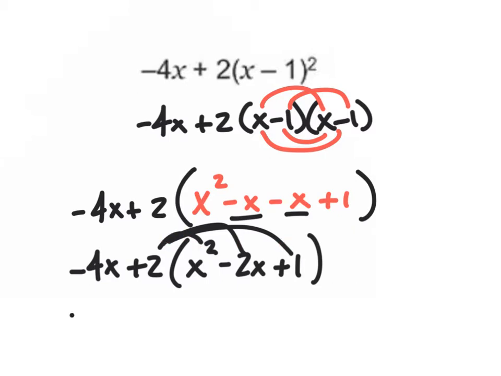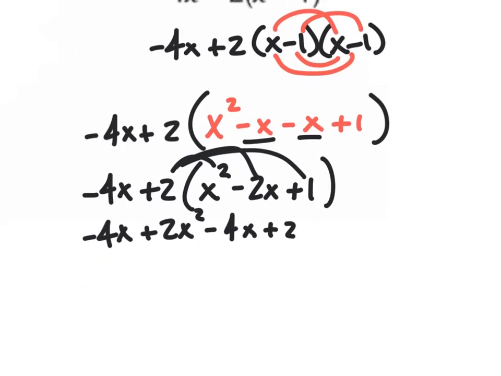All right, so now I'm going to get this. I'm going to get negative 4x plus 2x squared minus 4x and then plus 2. And all I'm doing is taking each of these and multiplying it by 2. Since there's no variable, I just keep the variables, multiply the numbers.